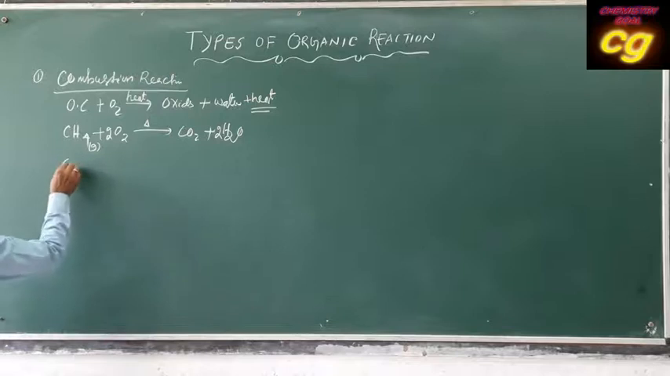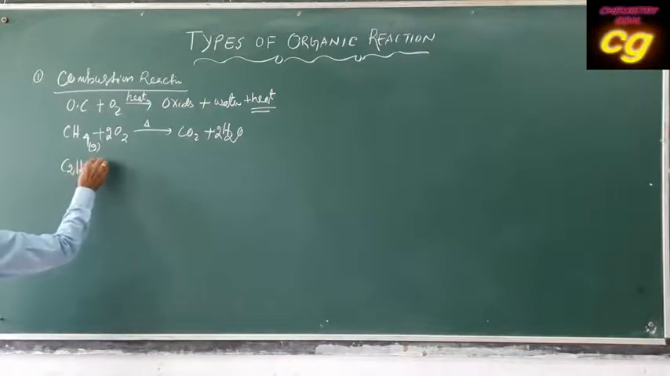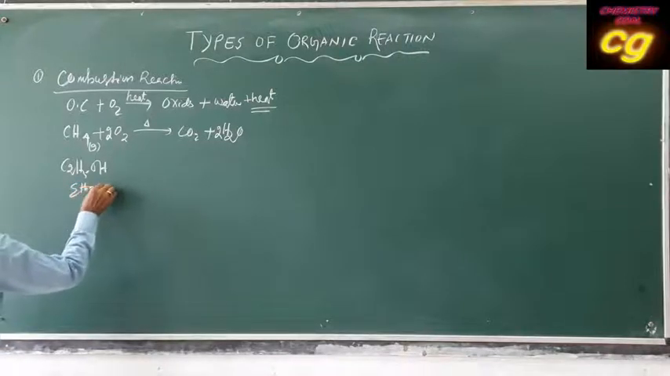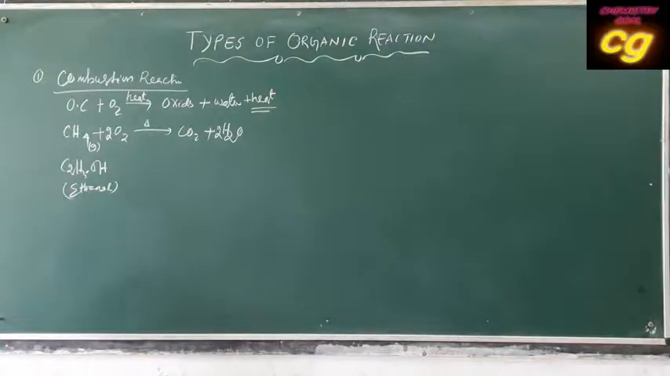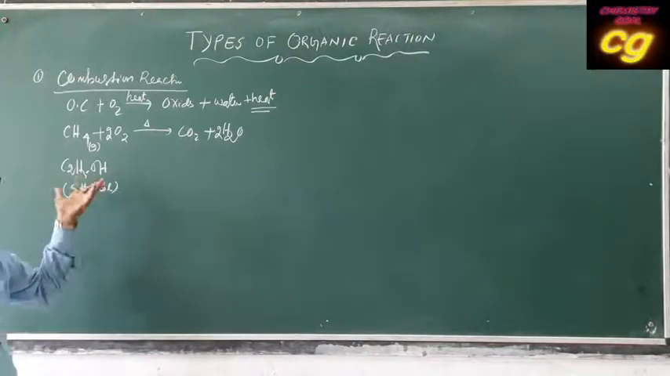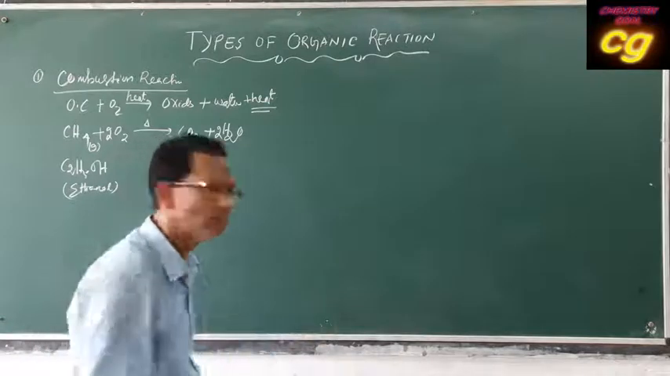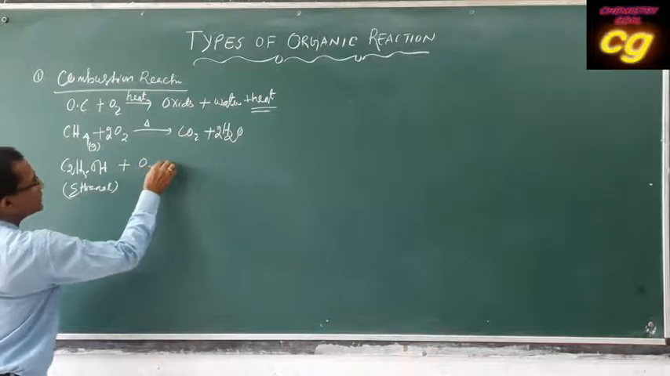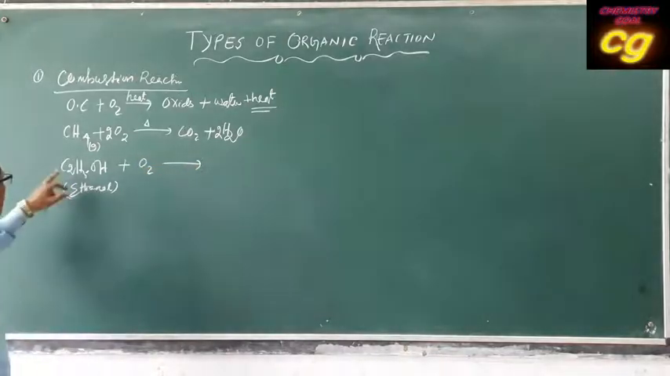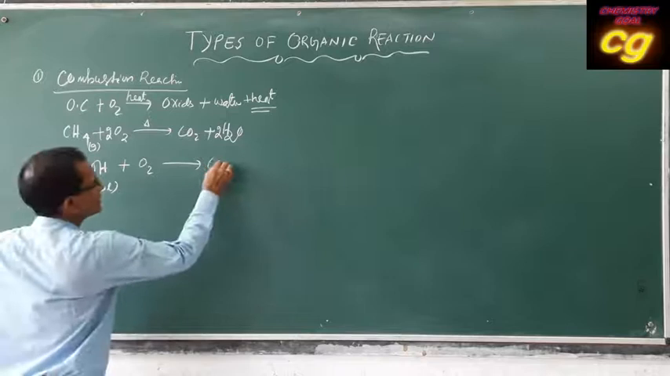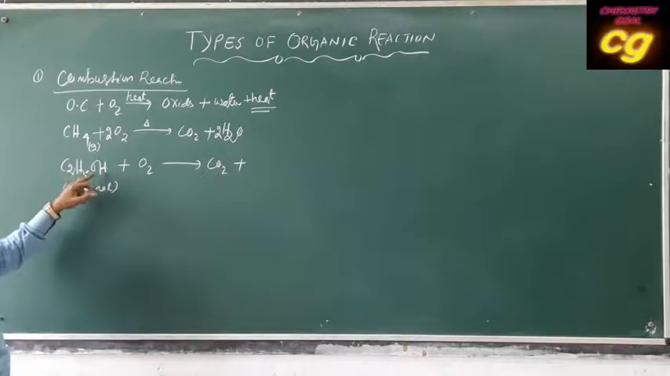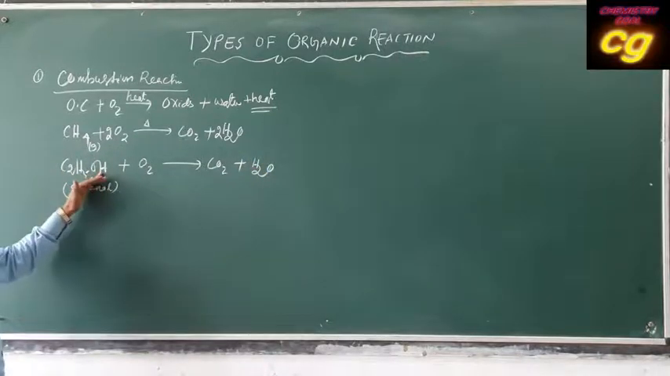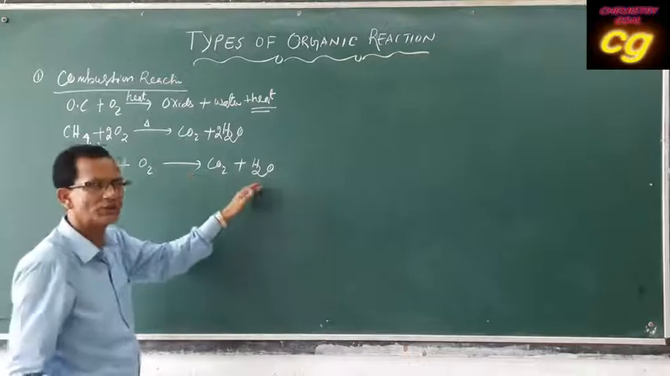Similarly, if you take alcohol, you know the burning of spirit. This is alcohol, called ethanol. Already we have discussed nomenclature: 2 carbons with OH group means ethanol, 1 carbon with OH group means methanol, as discussed in the last class. So when ethanol burns in presence of oxygen, the technique is the same: carbon gives carbon dioxide, hydrogen gives water. Only carbon, hydrogen and oxygen are available, so the products are carbon dioxide and water, plus heat.